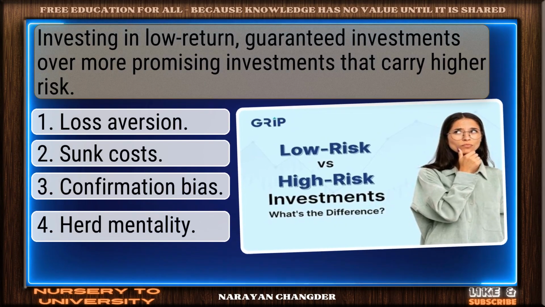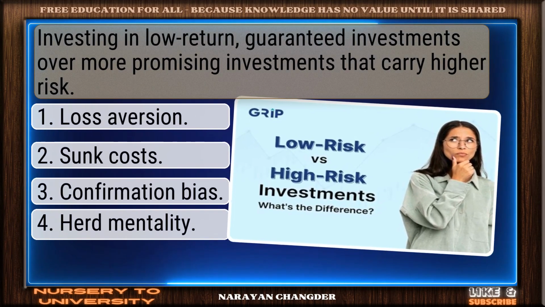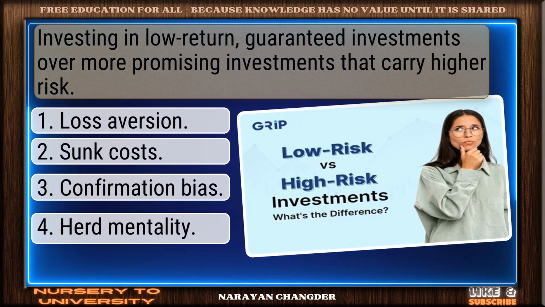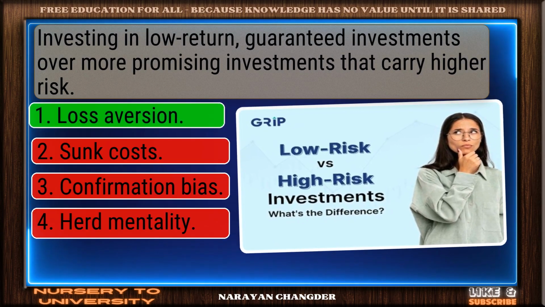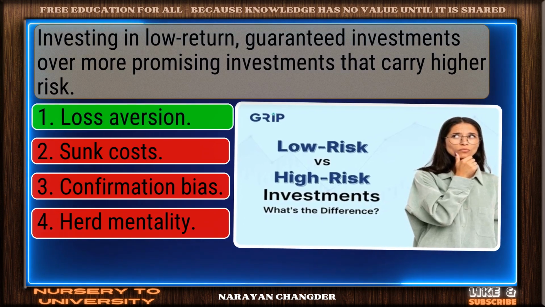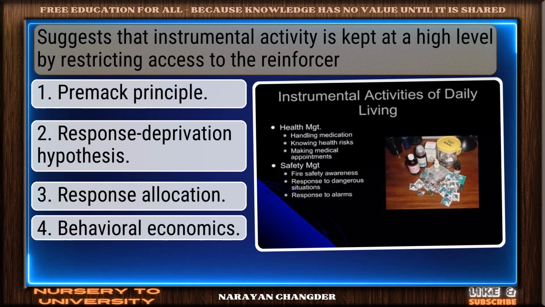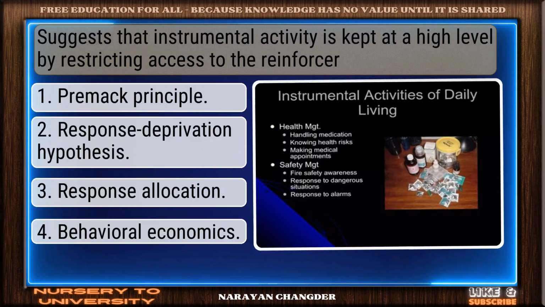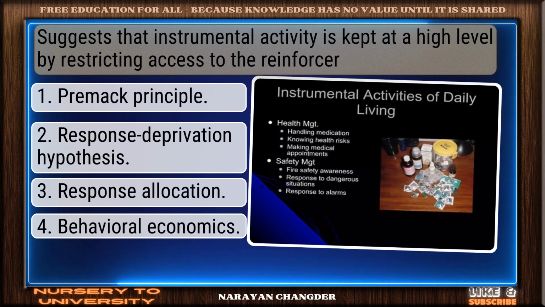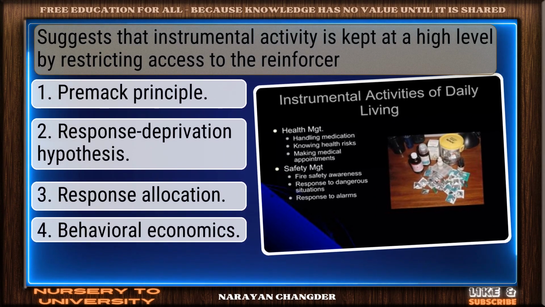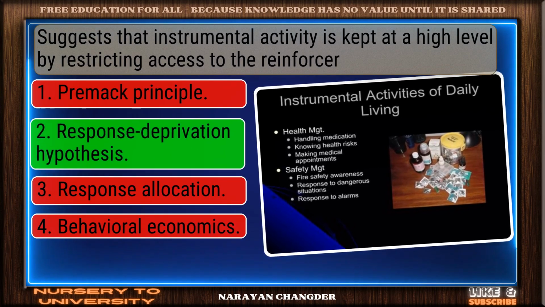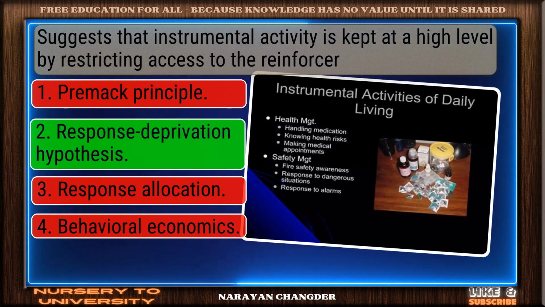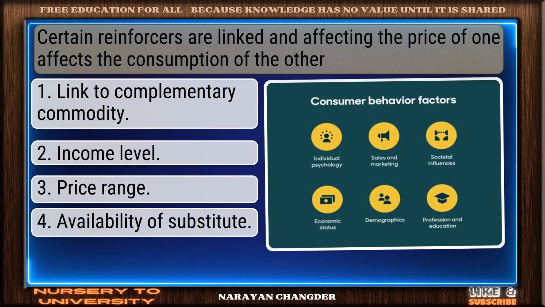Investing in low return, guaranteed investments over more promising investments that carry higher risk. Great job. Loss aversion is the accurate answer. Suggests that instrumental activity is kept at a high level by restricting access to the reinforcer. Exactly. Response deprivation hypothesis makes sense and it is right choice.